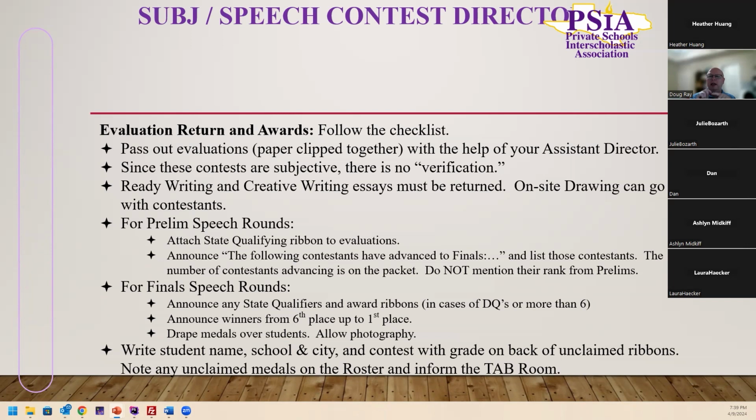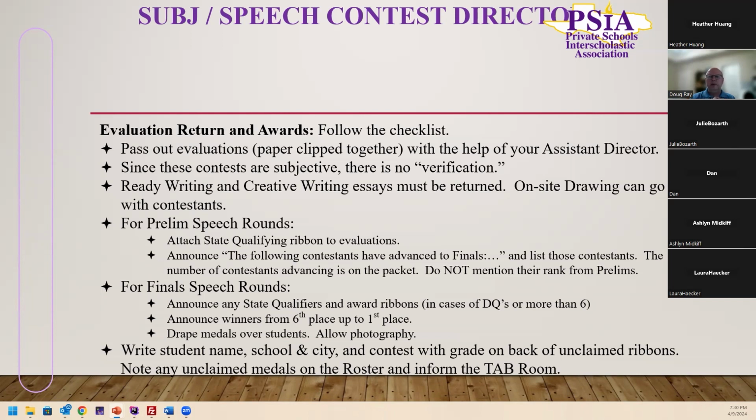For the ready writing and the creative writing essays, those must be returned back to us. So the contestant can see their writings, but then they have to come back. The on-site drawing, they can go home with the contestants.